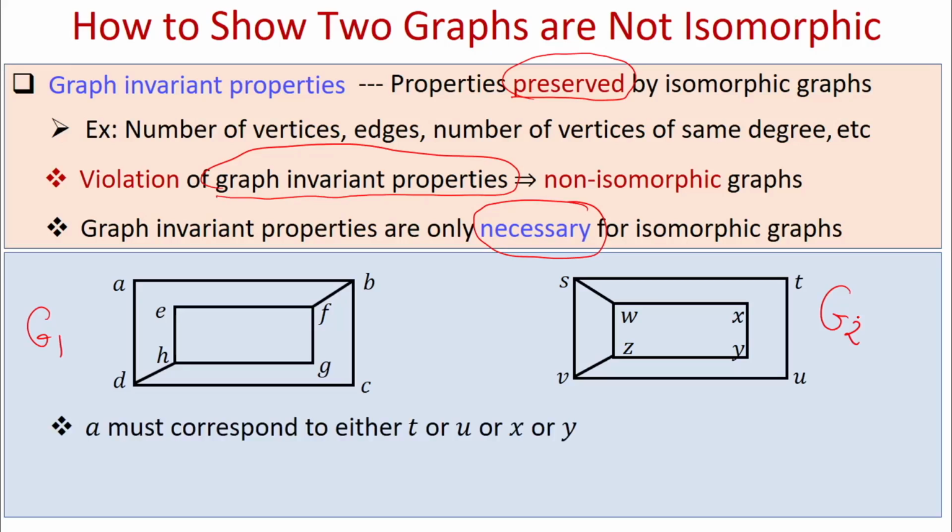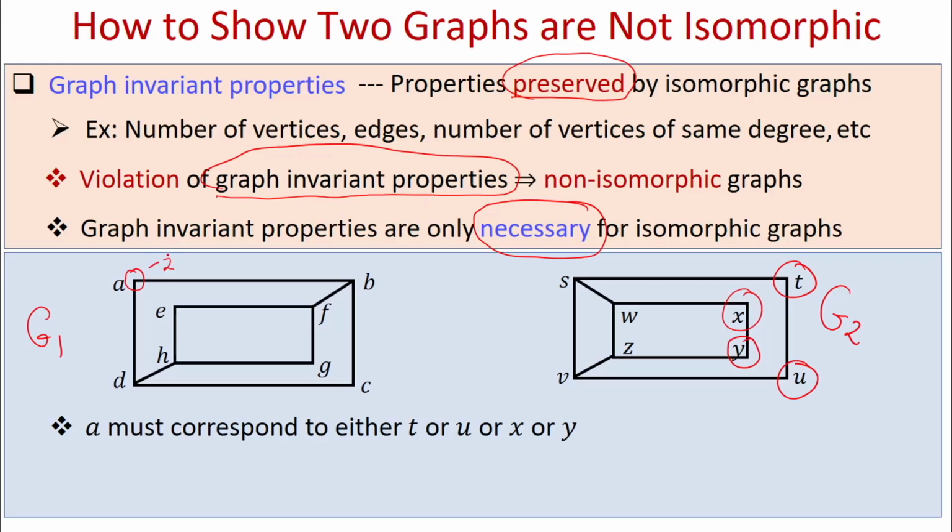If you see closely here, if at all graph G1 is isomorphic to graph G2, then I need to associate the vertex A of G1 with some vertex in G2. And the vertex which could be associated with vertex A could be either the vertex T or the vertex U or the vertex X or the vertex Y. Why so? Because the degree of A here is 2.